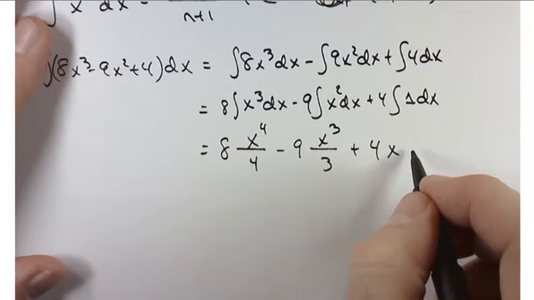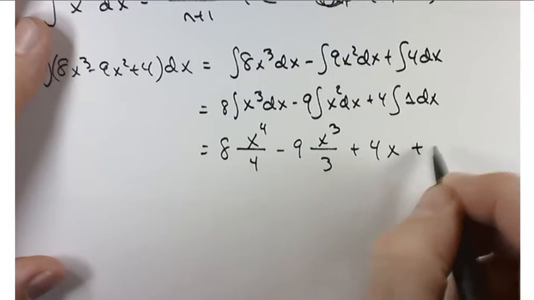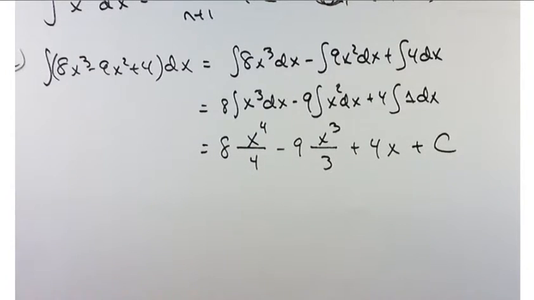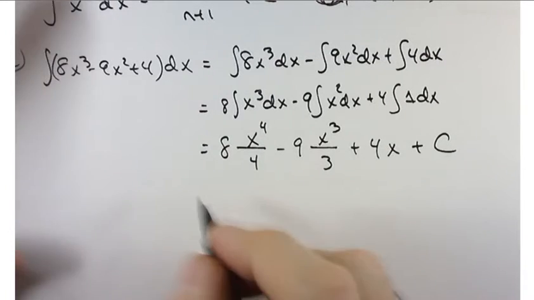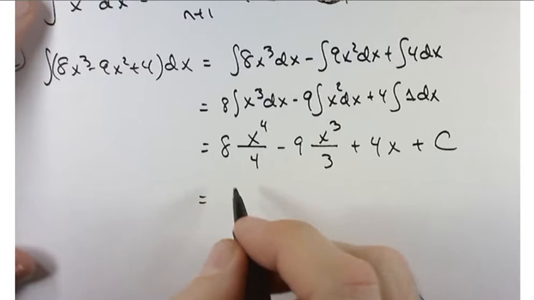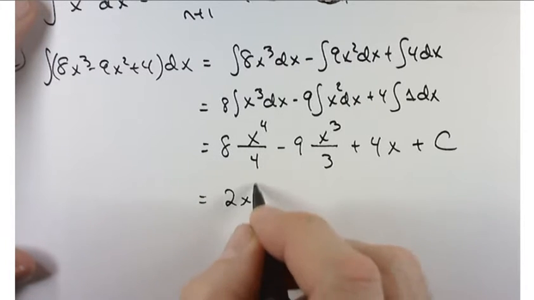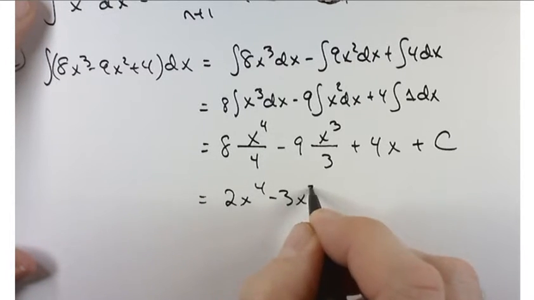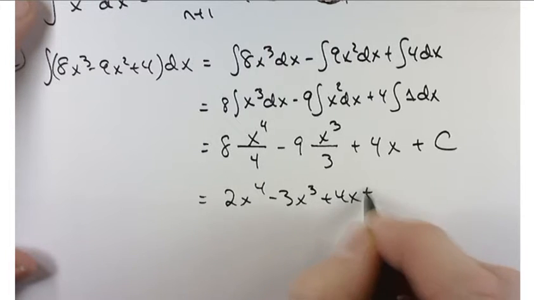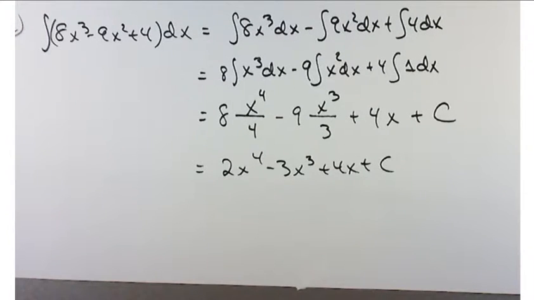Now there's one last thing that we need to include here. That is your constant of integration. Why? Well, what would happen if I differentiated a constant? What do I get? 0. So this is giving you a very general antiderivative for that function. The last thing to do here is to clean this up. 4 goes into 8 twice, so 2x to the 4th minus 3x cubed plus 4x plus some unnamed constant. And there's your antiderivative.